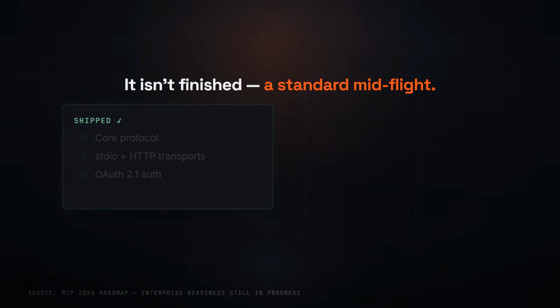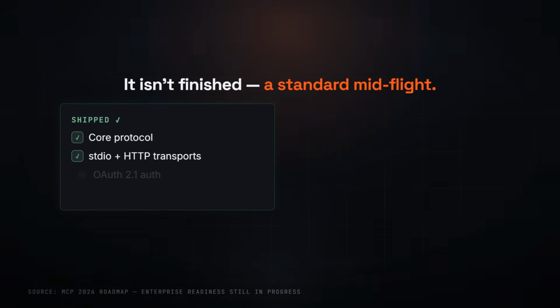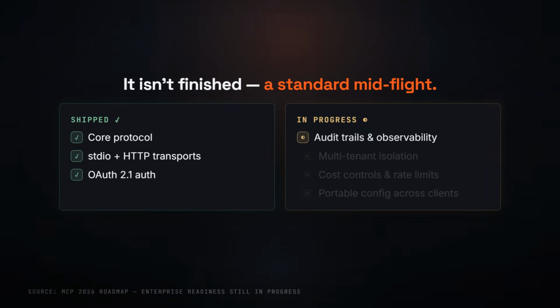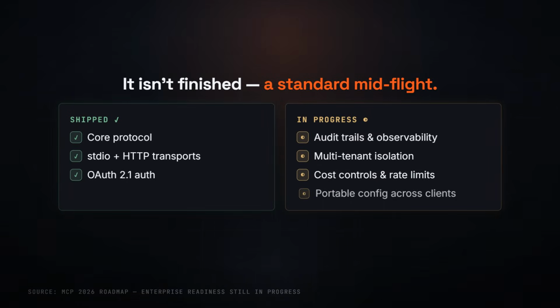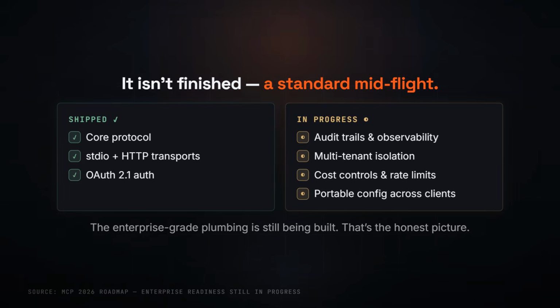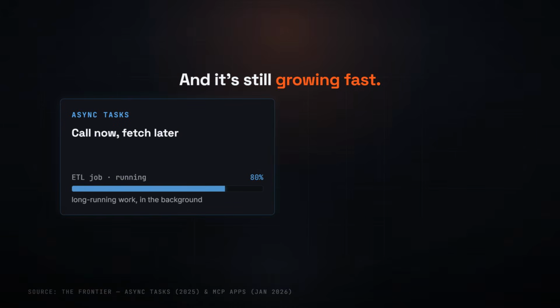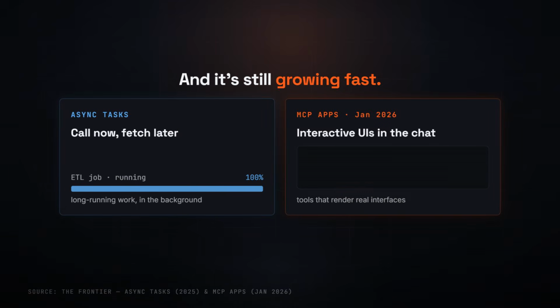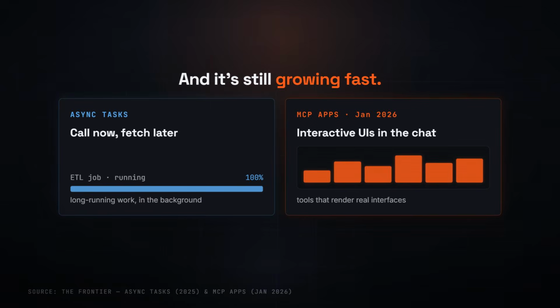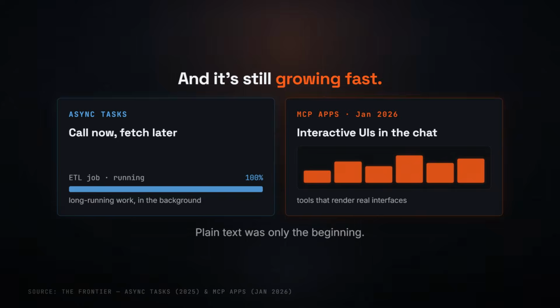And it is not finished. Audit trails, multi-tenant isolation, cost controls, portable config, the enterprise-grade plumbing is still being built. This is a standard mid-flight, and that is the honest picture. It is still growing, fast. Long-running tasks that work in the background, and MCP apps, tools that draw real interactive interfaces right inside the chat. Plain text was only the beginning.